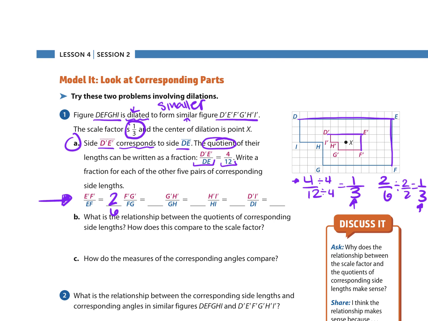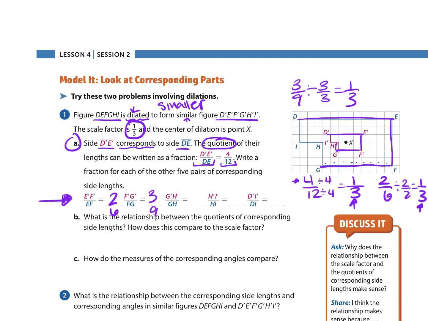Moving on to F'G', that's 3. FG, 1, 2, 3, 4, 5, 6, 7, 8, 9. That's 9. I can make those smaller by dividing by 3/3. Okay, I still have 1/3. We're looking good. It's still proportional.